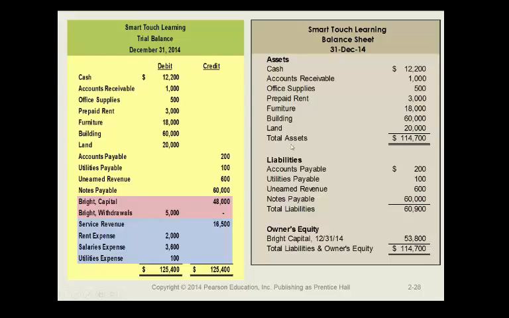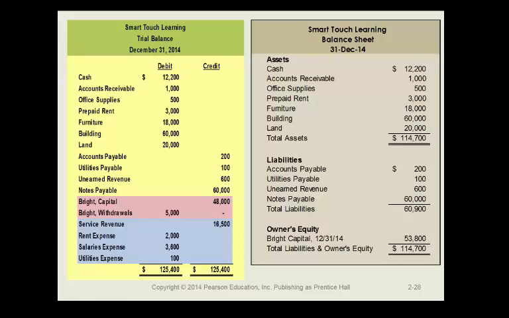So we'll list all of our assets first, and they're going to be listed in liquidity order. Okay, so the most liquid asset is going to be listed first, and so on. So cash is our most liquid. It's already cash. And when we say liquid, that means we can turn it into cash the quickest. How quick can we turn it into cash?